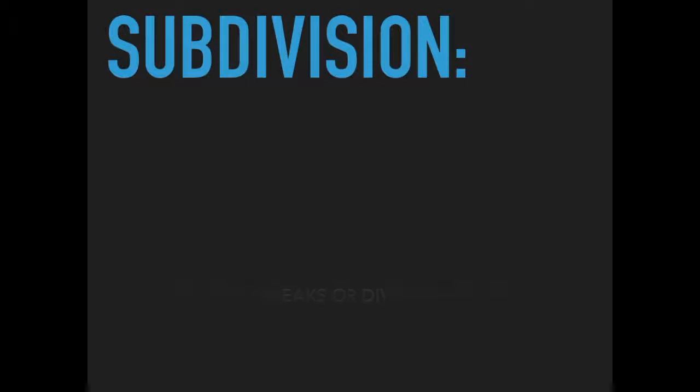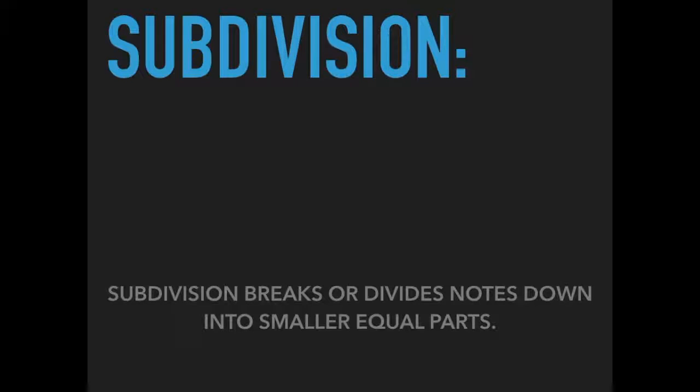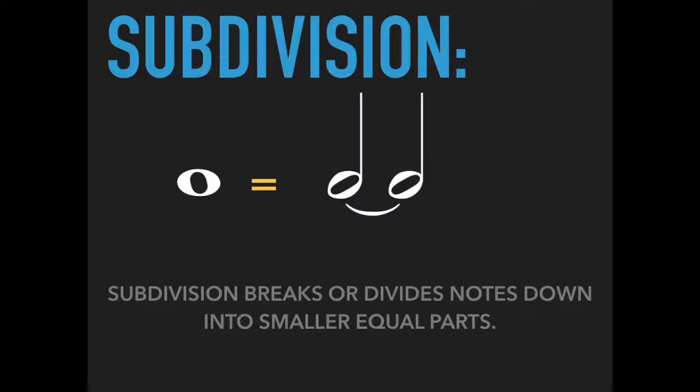Now we're going to talk about a very important word called subdivision. Subdivision breaks or divides notes down into smaller equal parts. So if we take a whole note that we know is worth 4 beats, we can cut it in half and subdivide it into 2 equal parts. So a whole note would be equal to 2 half notes tied together. That's a subdivision.